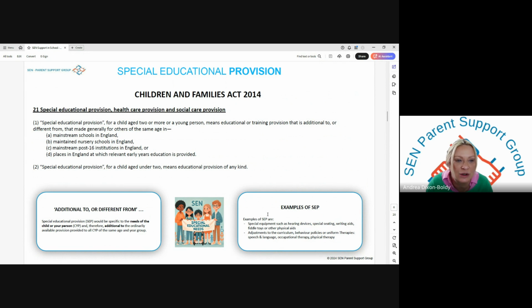Special educational provision. For a child aged 2 or more or young person, it means educational or training provision that is additional to or different from that made generally for others of the same age. Special educational provision for a child aged under 2 means educational provision of any kind.